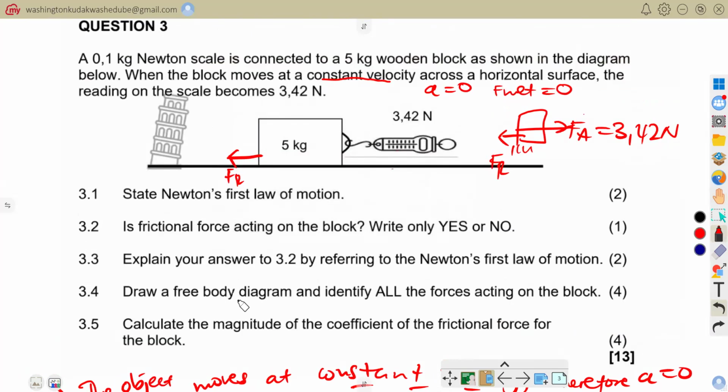Now they are saying draw a free body diagram and identify all the forces acting on this block. We say that we have an applied force in that direction. We have a frictional force in that direction.